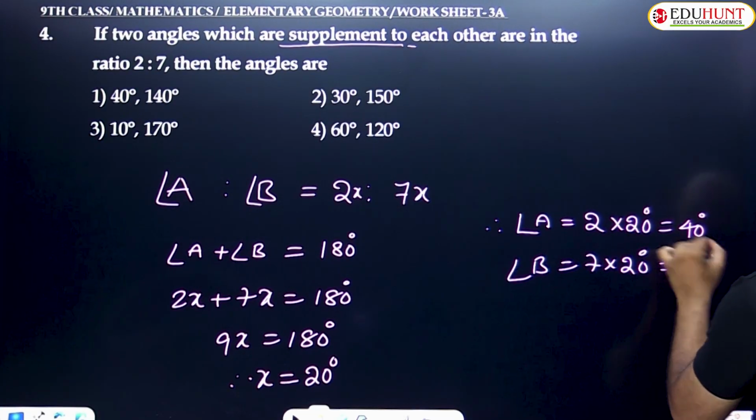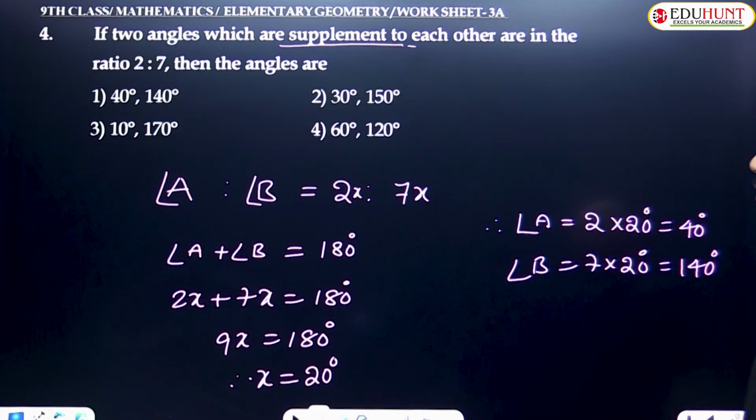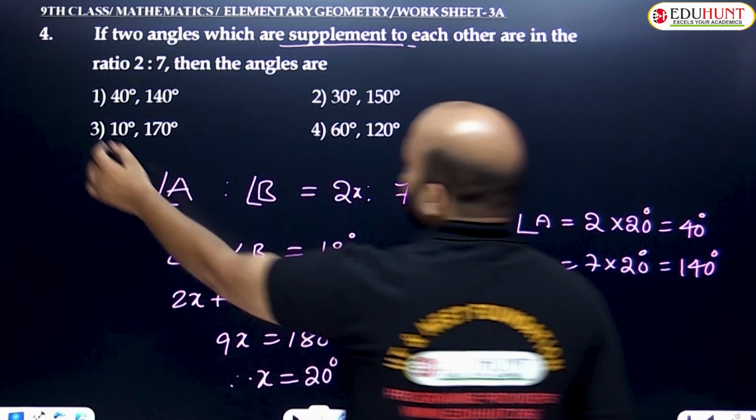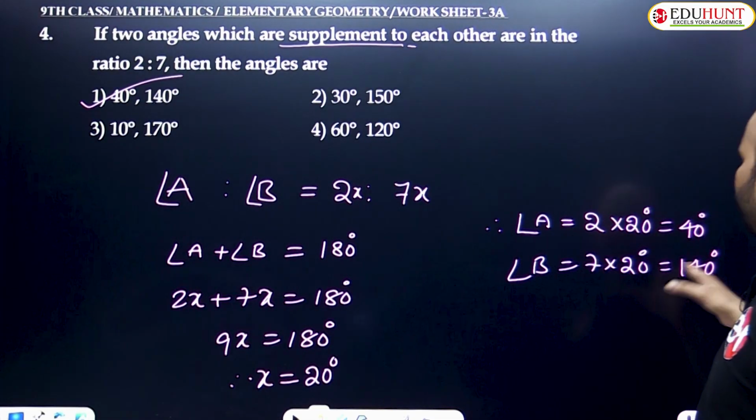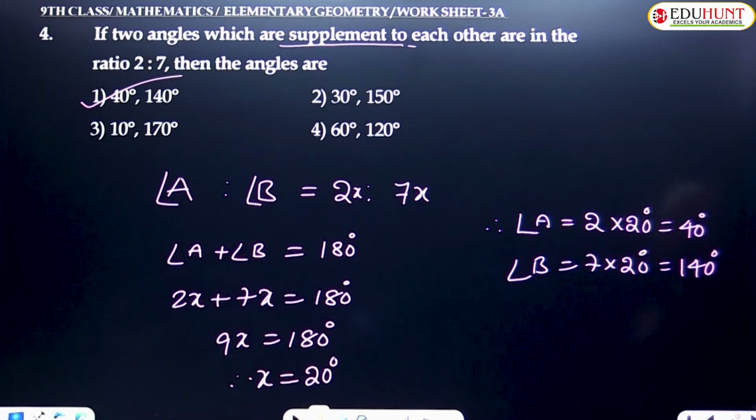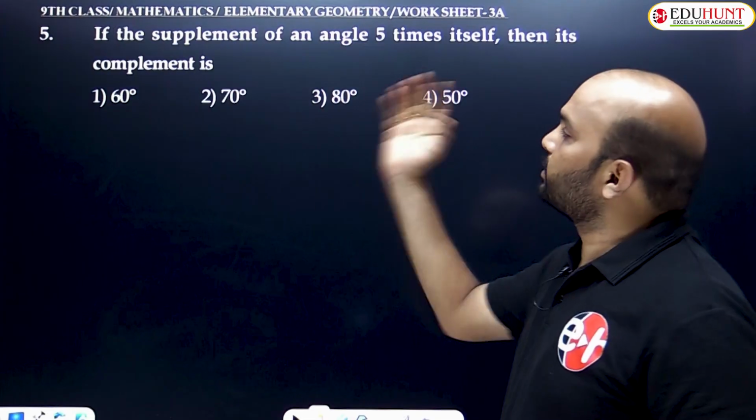So which option is the right answer? 40, 140. So option 1 is the right answer, because that is the respective order. Respectively, first one 40, second one 140 degrees. Am I clear? The first option is the right answer. Am I clear? Let's go to question number 5.